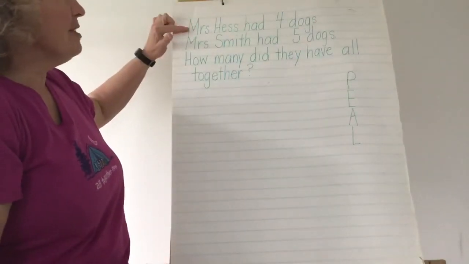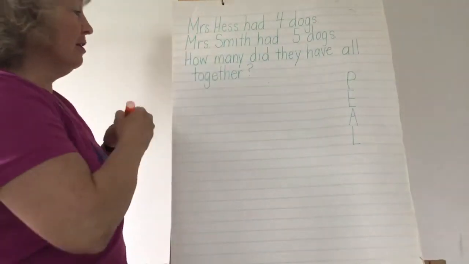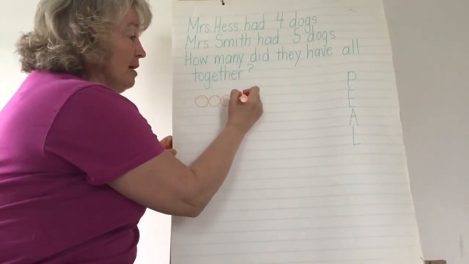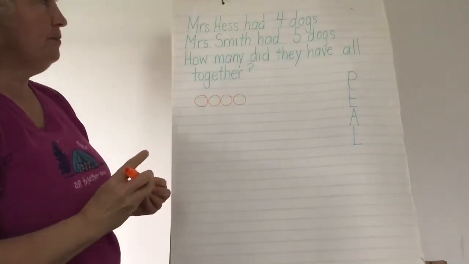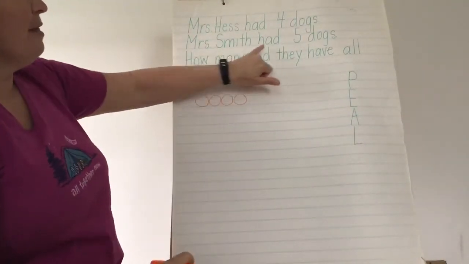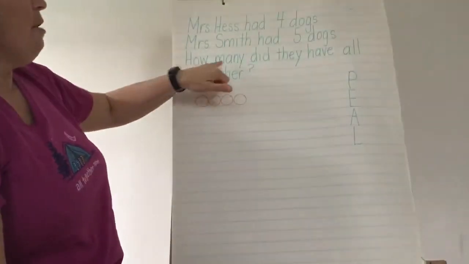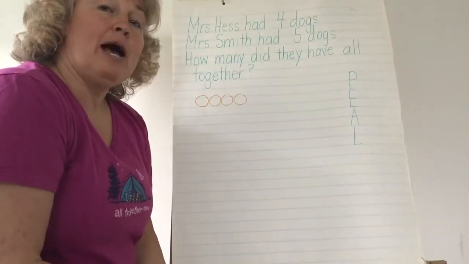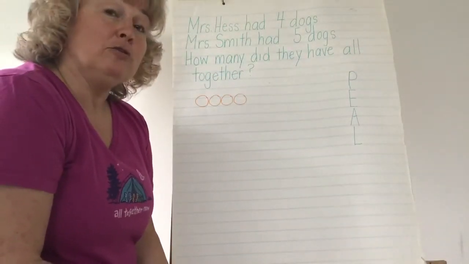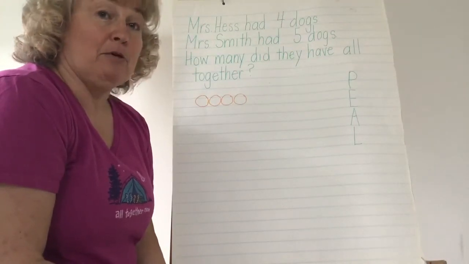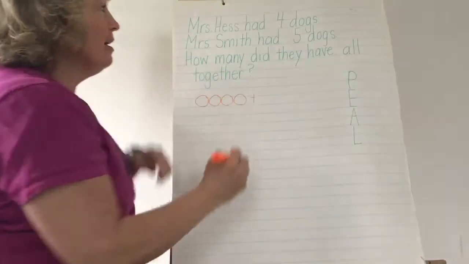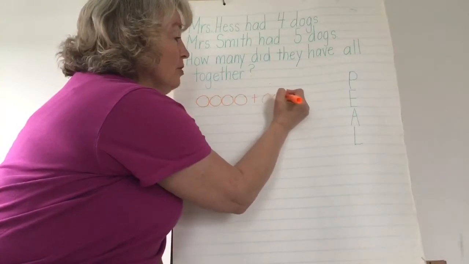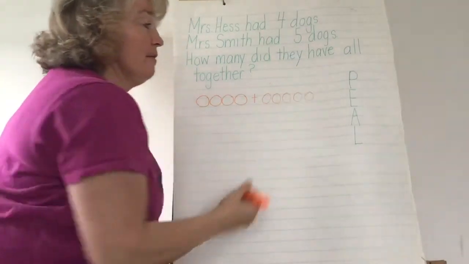So let's start with Mrs. Hess had 4 dogs. So 1, 2, 3, 4. Mrs. Smith had 5 dogs. How many did they have all together? So remember, when it asks you how many all together, that's a clue that tells us it's an adding problem. So we're going to add the 5 dogs that Mrs. Smith had. 1, 2, 3, 4, 5.